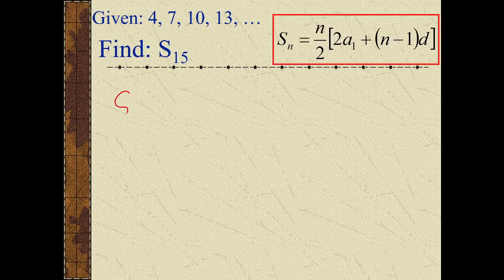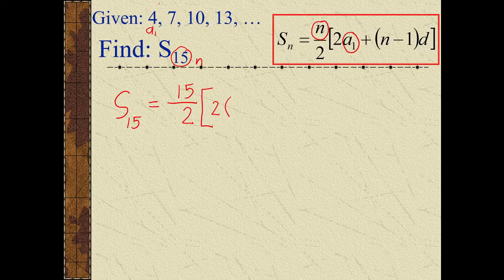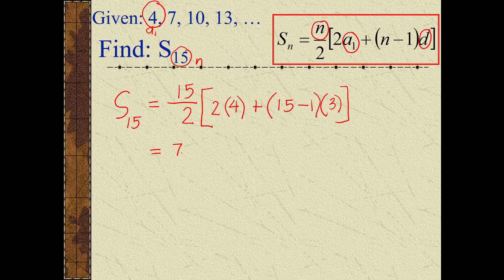So we have S sub 15 is equal to, what's the value of n? This is the value of n, 15 divided by 2. Then we have 2 times, what is the first term? The first term is 4. Plus, the value of n, you already know that, that's 15 minus 1. Times, what's the common difference? 3. There you go. Let's solve this. What is 15 divided by 2? 7.5.